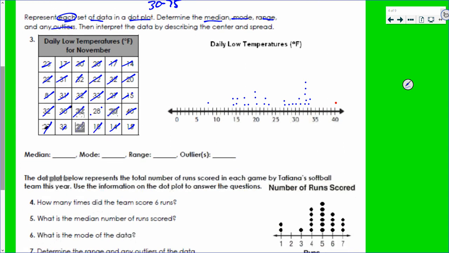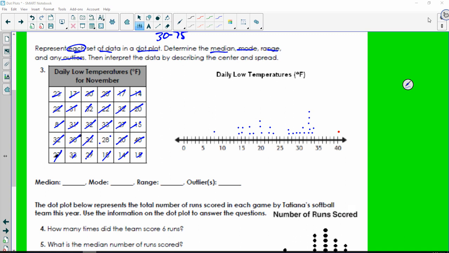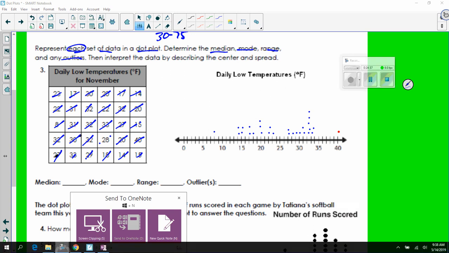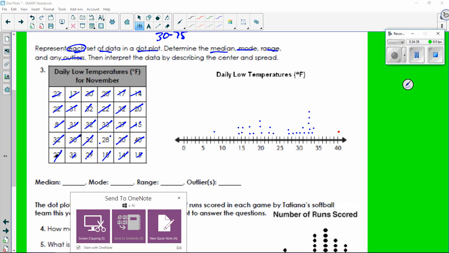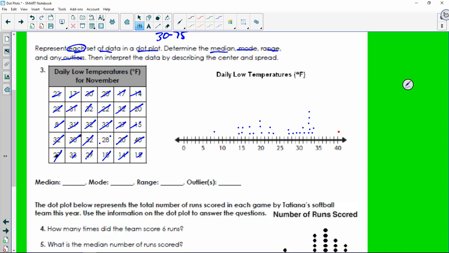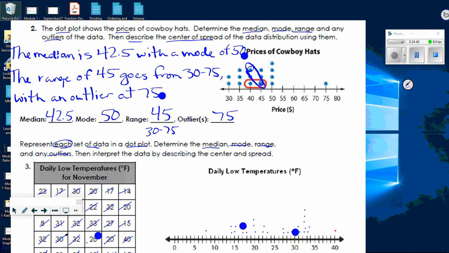So your dot plot should look something similar to that. It needs more time to finish your dot plot. Okay, I'll give you a couple minutes. Pause it. Okay, so just to do our check, all we need to do is count in my table.